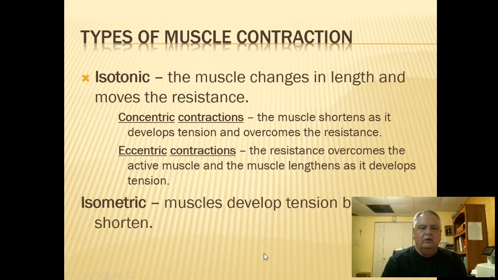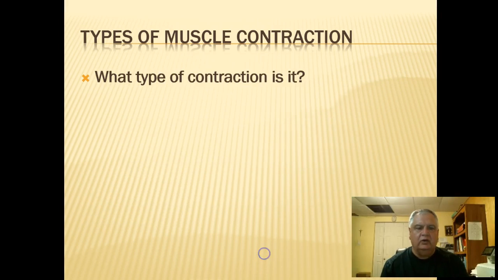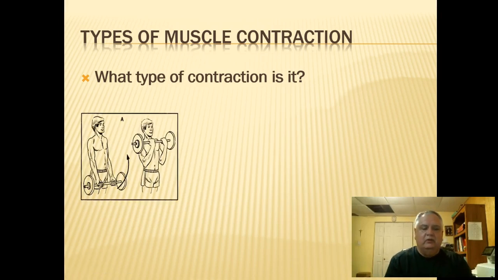Okay, in addition, another type of muscle contraction occurs when the muscle develops tension but does not shorten. When a muscle develops tension but doesn't shorten, these are referred to as isometric contractions. So let's take a look at these diagrams and see if you can tell me what type of contraction must be taking place here, based upon that explanation. Let's see if I've done a good job.